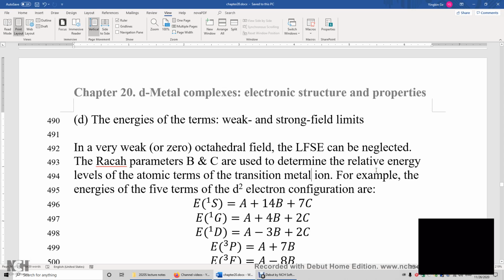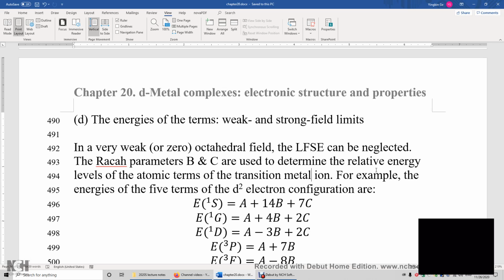Section 20.4 Electronic Spectra of Complexes. Subsection D. The energies of the terms. Weak and strong field limits. We'll put a transition metal ion in a very weak versus a very strong octahedral field and look at the electronic transition energy between different terms.